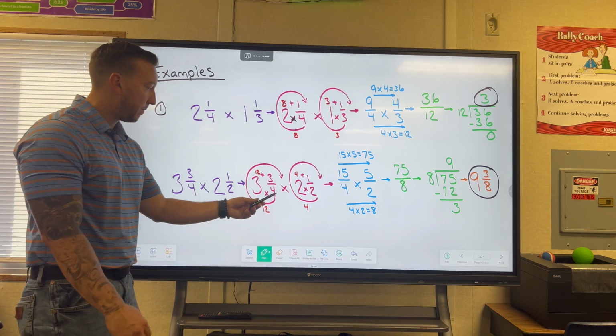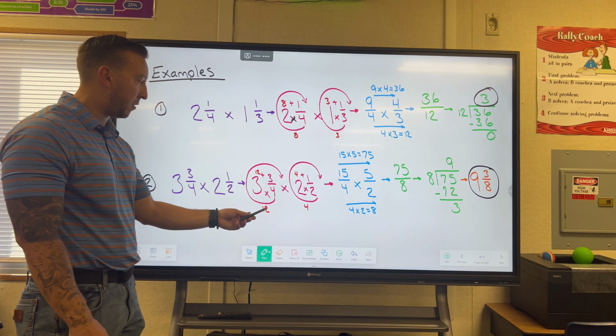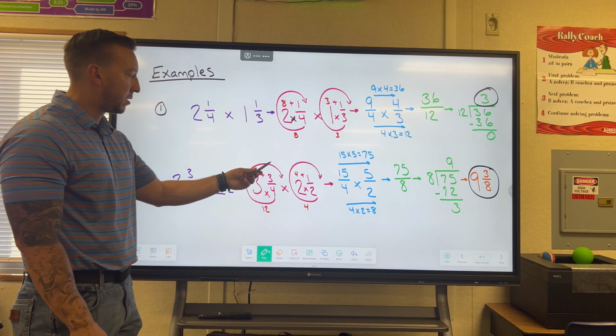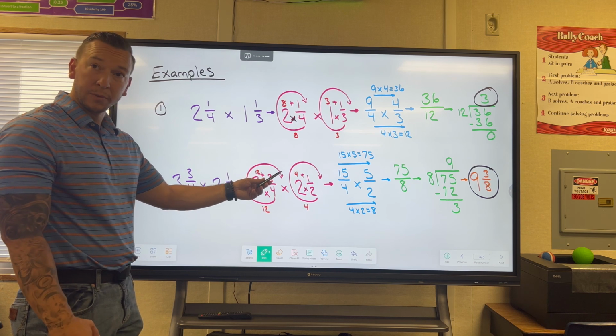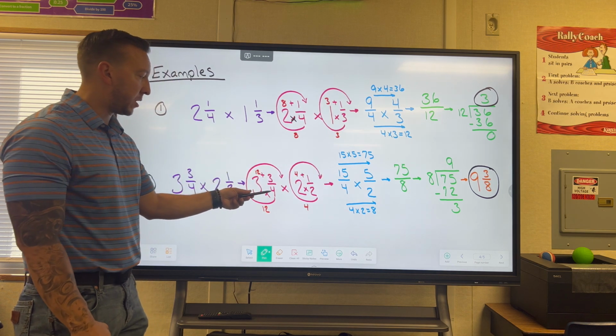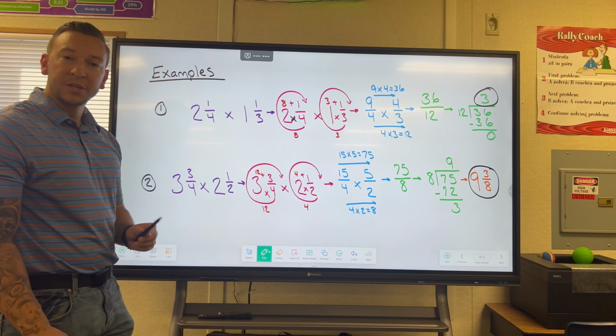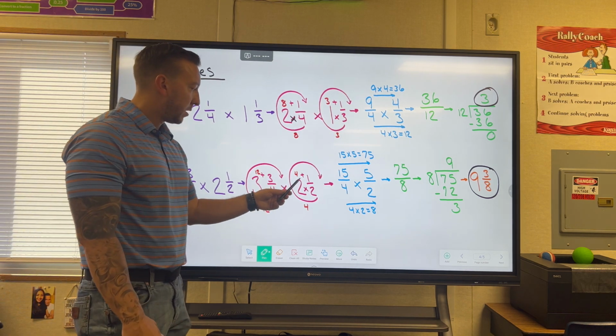Spin wheel method. Denominator times the whole number. 4 times 3 is 12. Goes up the spin wheel, stops. 12 plus the numerator, 12 plus 3 is 15. Denominator stays the same, 15 over 4. Now let's do the second mixed number.